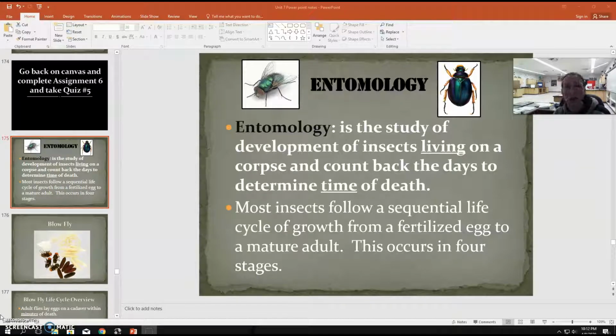We know how long it takes for these eggs to hatch into maggots and larvae. We know how long it takes for that larvae to turn to pupa and pupa to an adult. So because of these life cycle stages for different insects, we can get an idea how long a body's been dead. So this helps us gauge how long someone's been dead with the mortises, with all the other signs of decomp that we can use. Okay, so we kind of combine it all together to get an idea. So, like we said, entomology, study of insects on corpse.